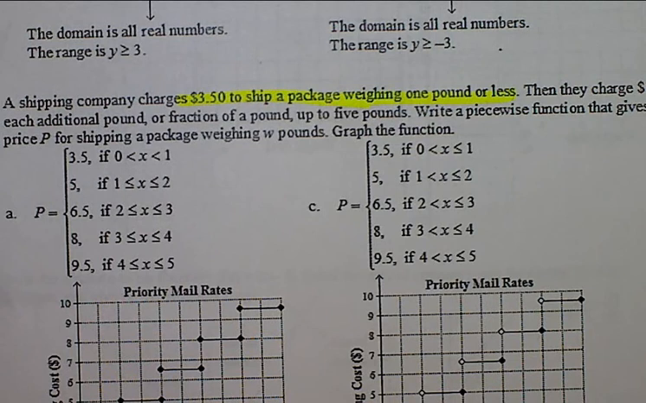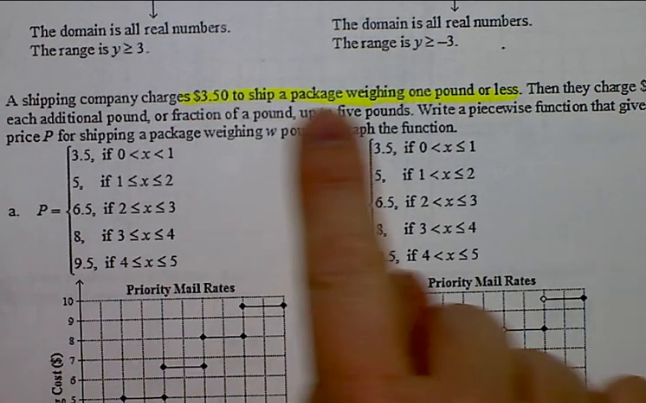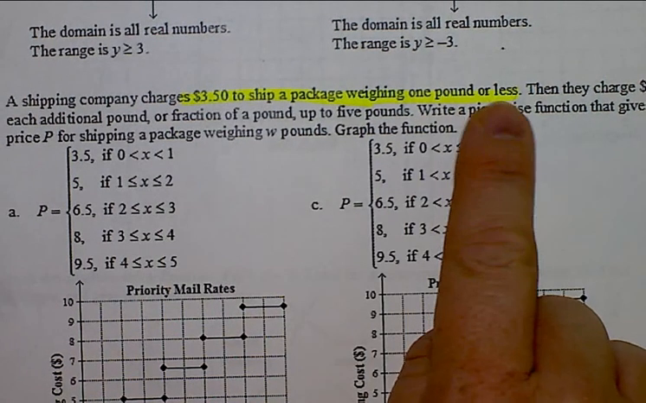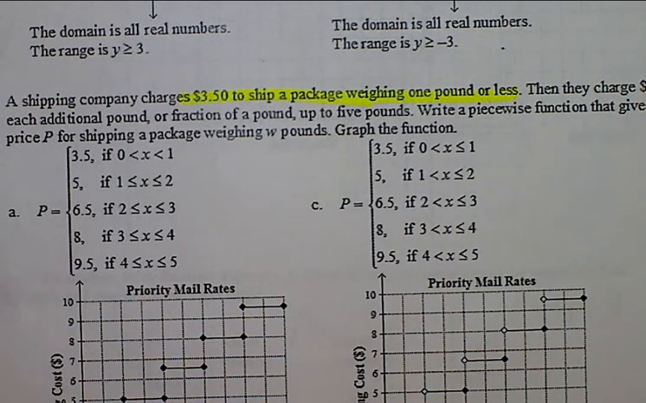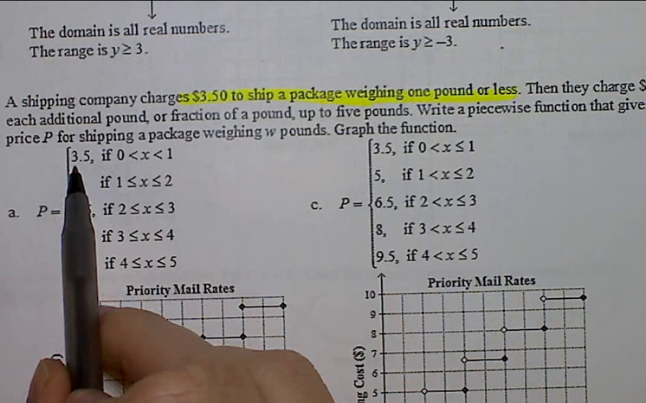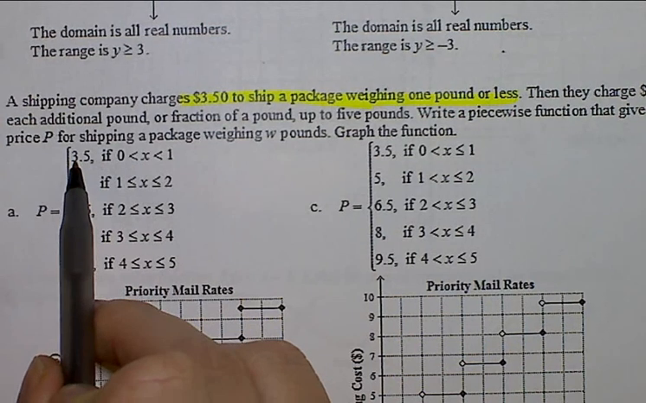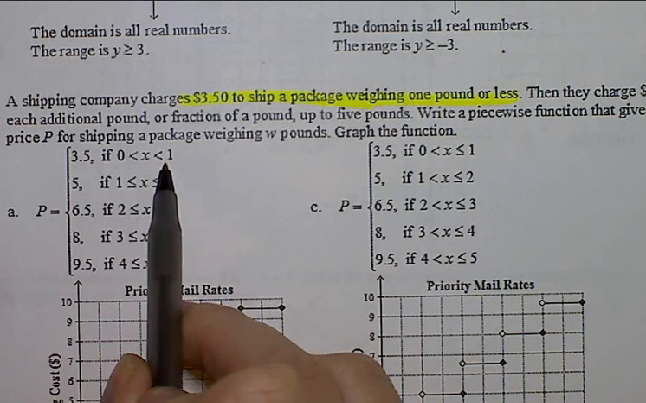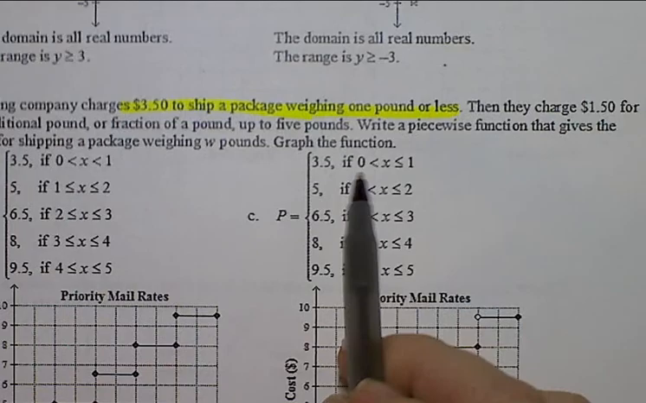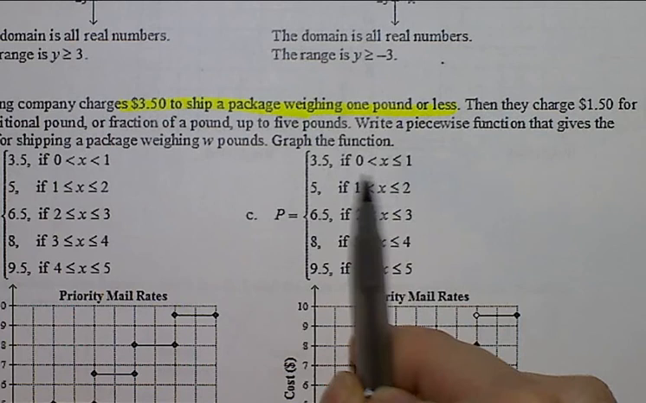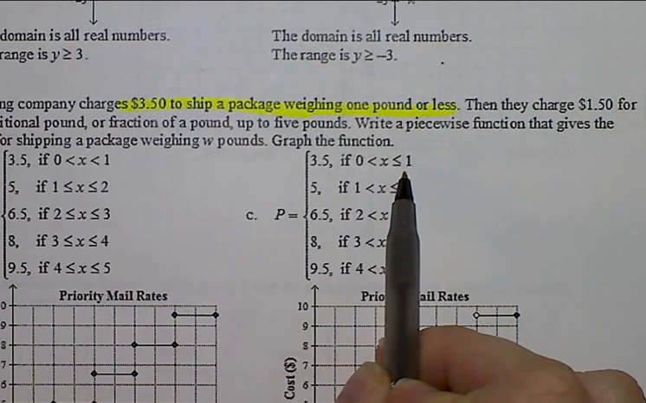Now here's the tricky part. If something weighs 1 pound, what do you pay? $3.50, because it says you pay $3.50 if it weighs 1 pound or less, so it can go all the way up to 1 pound, you pay $3.50. So look at this option. Option A says you pay $3.50 if it's between 0 and 1. Does it include 1 pound? Cross out A. Option C says you pay $3.50 if it's between 0 to 1 pound, including 1 pound. Is that true?